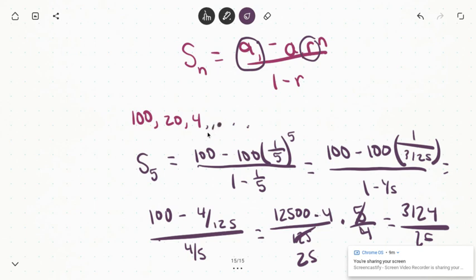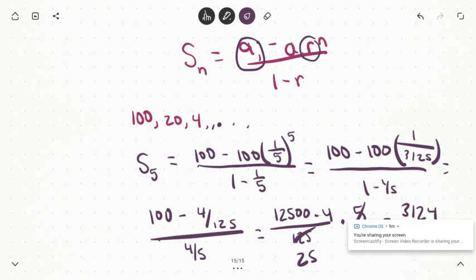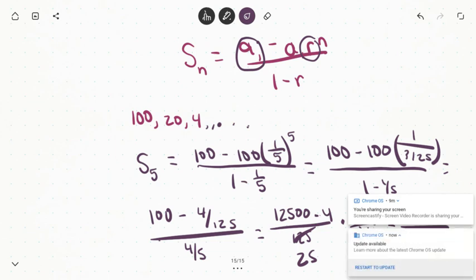All right, so that's it for geometric sequences. We'll look at infinite geometric sequences separately. Those of you who are sophomores, really pay attention to that because we use this stuff a lot in calculus.